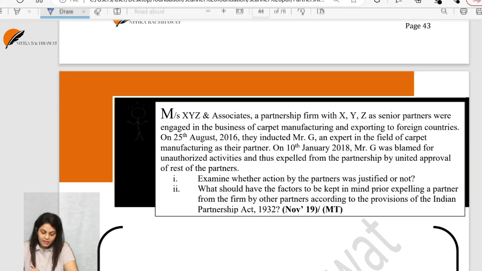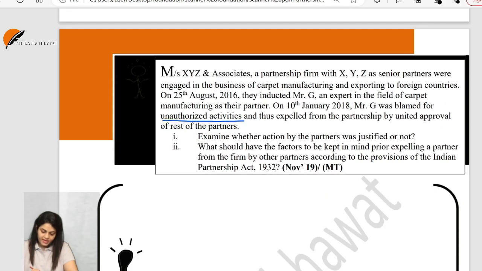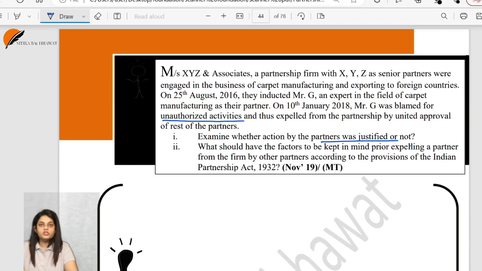Messrs. XYZ and Associate, a partnership firm with XYZ as senior partners, were engaged in the business of carpet manufacturing and exporting to foreign countries. On 25th August 2016, they inducted Mr. G, an expert in the field of carpet manufacturing, as their partner. On 10th Jan, Mr. G was blamed for unauthorized activities and thus expelled from partnership. Examine whether the action of partner was justified or not.